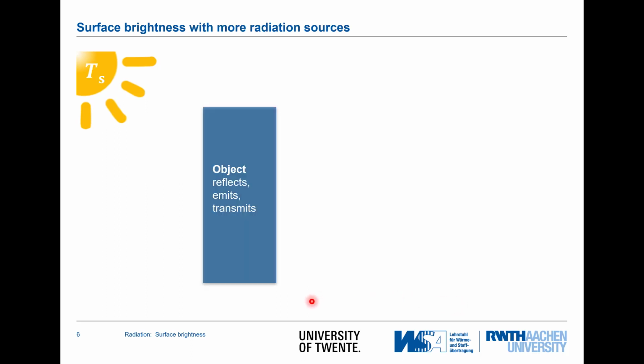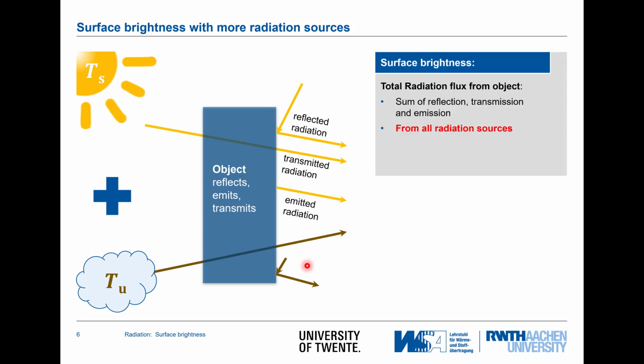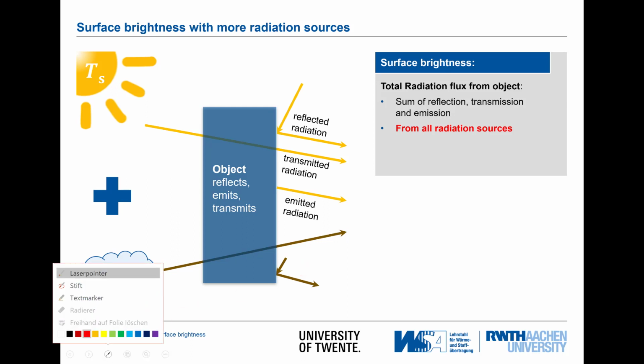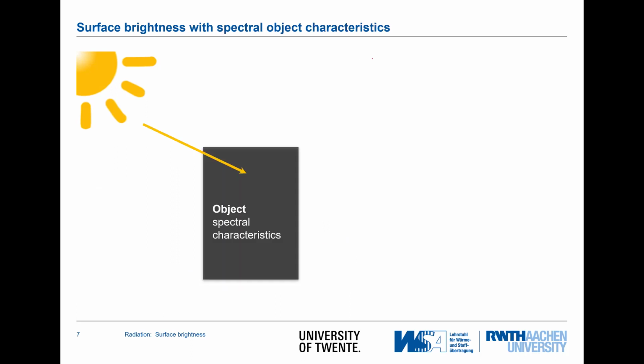Now let's have a look at what happens if we have more radiation sources. So we have again the sun, reflected radiation, emitted radiation, and another source like the environment, the ambient or whatever, and radiation could come from lights in a room and so on. So there's additional reflection. So again, all of this is surface brightness. So all radiation sources have to be taken into account.